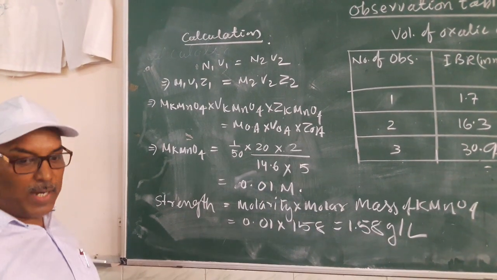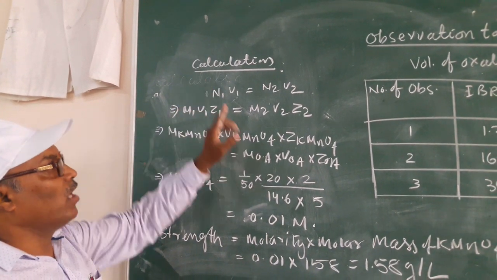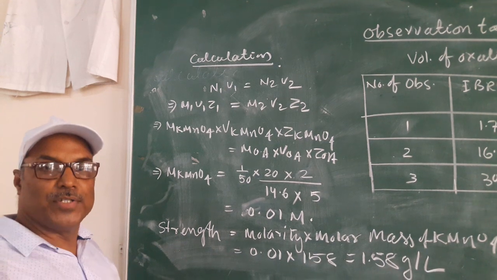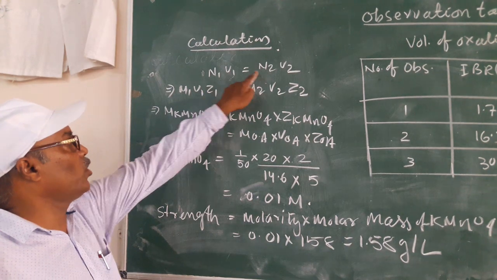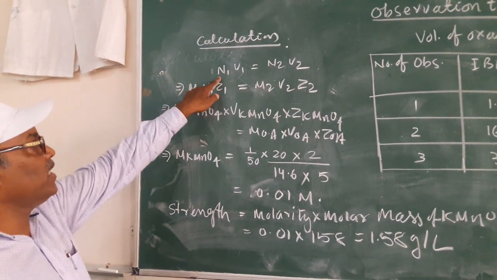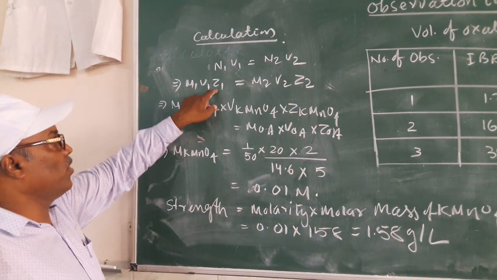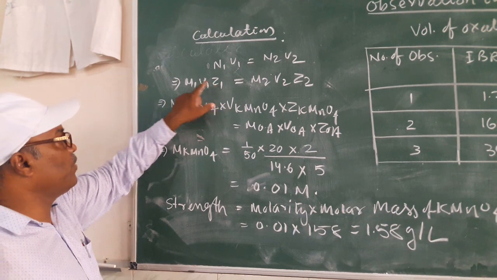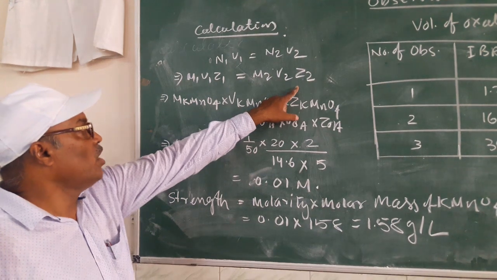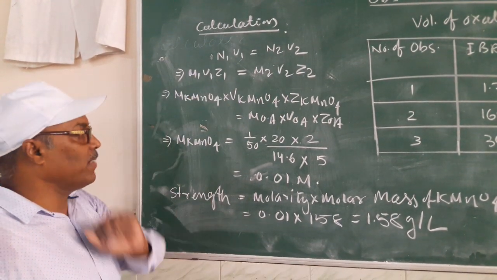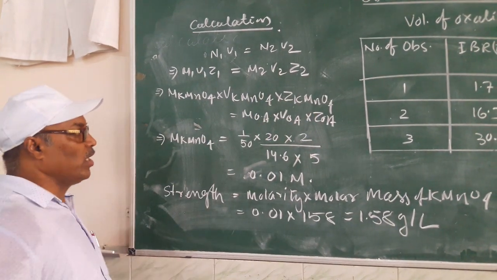So now the calculation part is there. It is a redox titration. The oxidizing agent is potassium permanganate and the reducing agent is oxalic acid. Therefore we have to apply the normality equation N1 V1 is equal to N2 V2. Normality is related to molarity as M into Z. So N1 V1 is equal to M1 Z1 V1 is equal to M2 Z2 V2. Okay. Z is the valence factor. For potassium permanganate, the valence factor is 5 because 5 electrons are transferred, and for oxalic acid, the valence factor is 2 because it is a dibasic acid, 2 electrons are transferred.